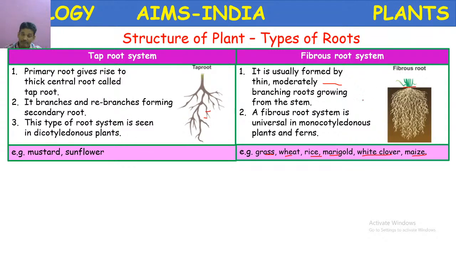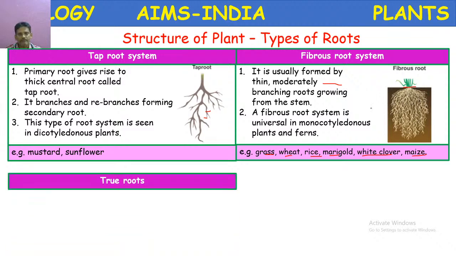So this fibrous root system, compared to the taproot system, is different. But the function is the same. It also fixes the plant in the soil and helps in the absorption of water and mineral salts.